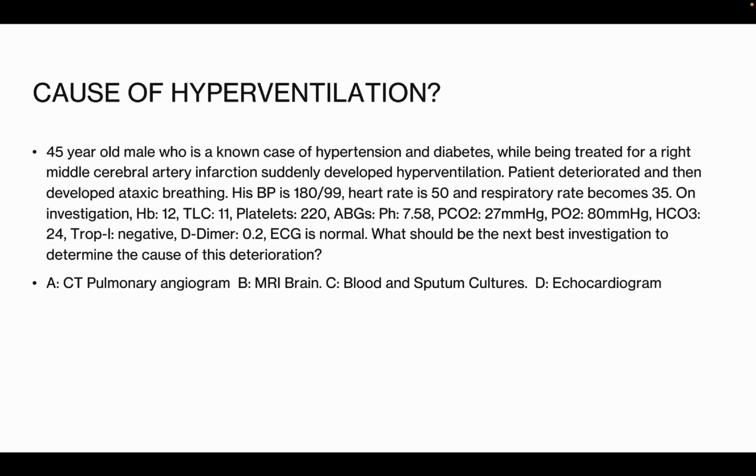The echocardiogram. Why wouldn't that be a choice? Because if you're thinking of any cardiac cause like MI, or you're thinking of any other thing like pulmonary embolism, there might be other things that you would see. All of those are negative. The troponin I is negative. So then that leaves MRI brain.